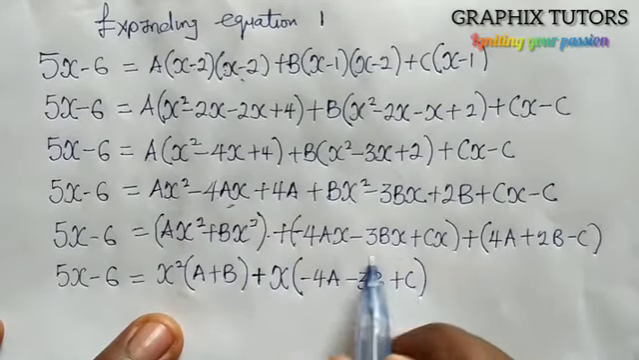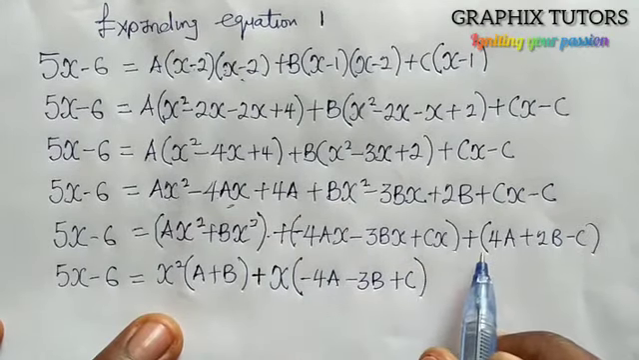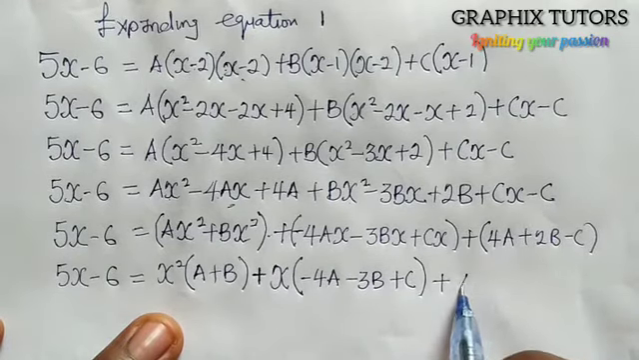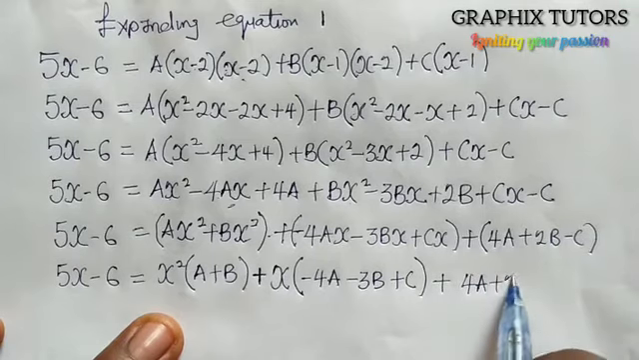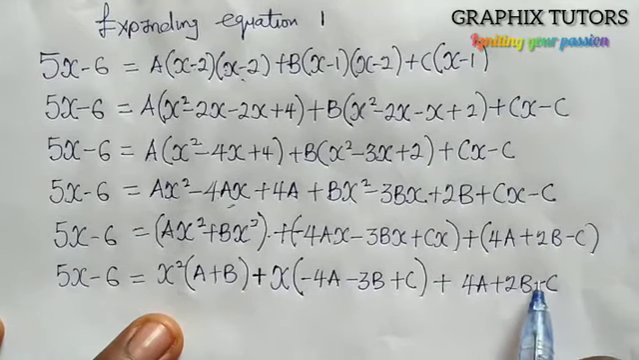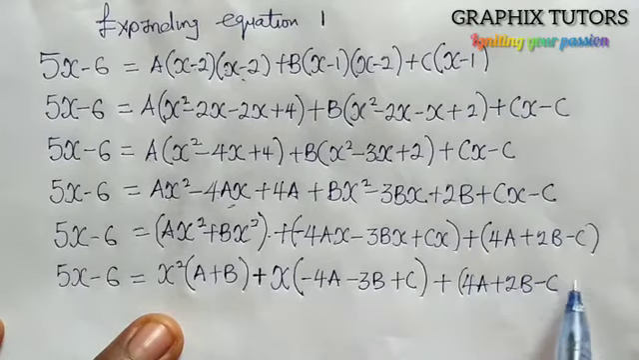So what did I do? I brought out the x, I leave the rest the same way it is. Then plus, we are left with 4a plus 2b minus c. They are all constants, right? They are all together this way.